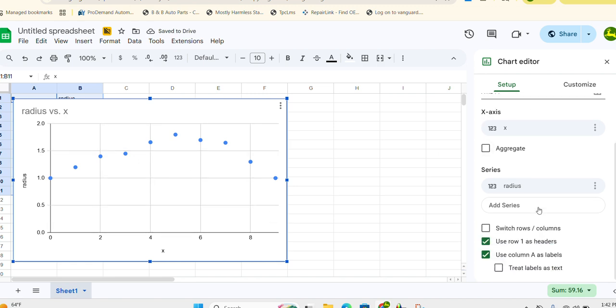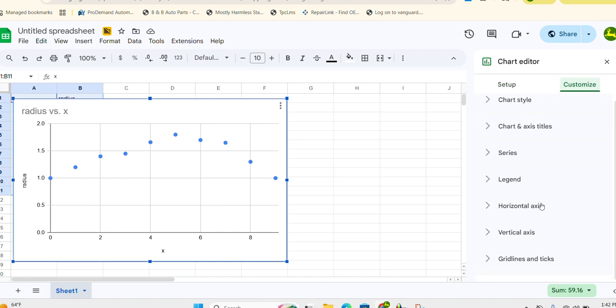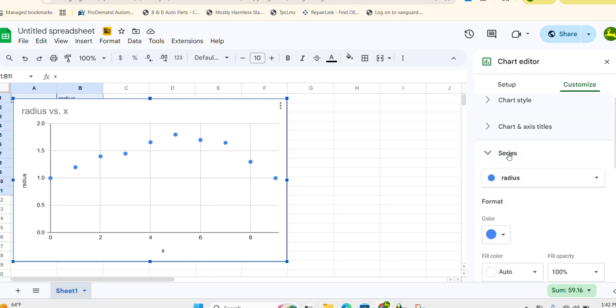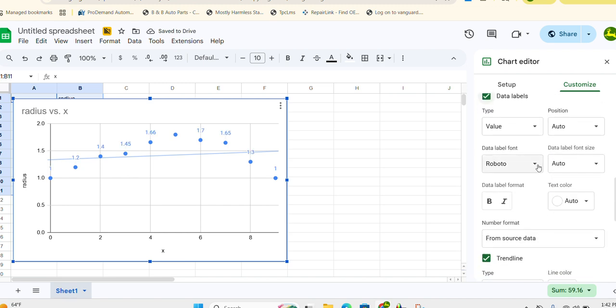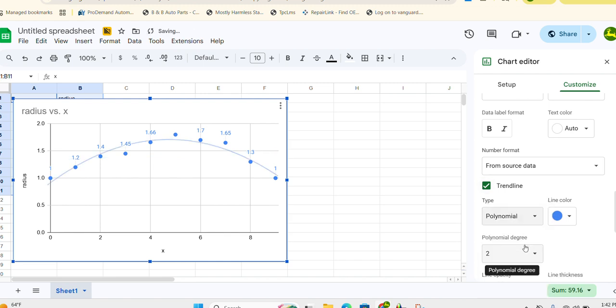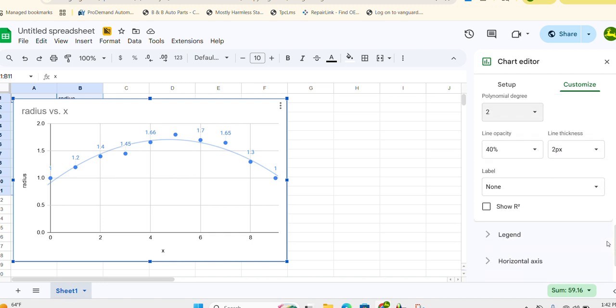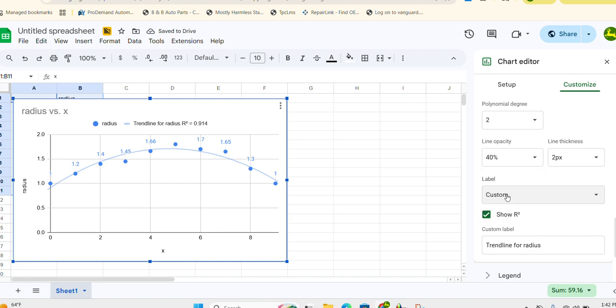Now, under customize, you're going to go to series, then to trend line and data label. The trend line, by definition, is linear. We want a polynomial, is what we want. I'll show you what I mean by that in a second. Now, show me your r squared. Of course, we'll show the equation on the chart like thus.